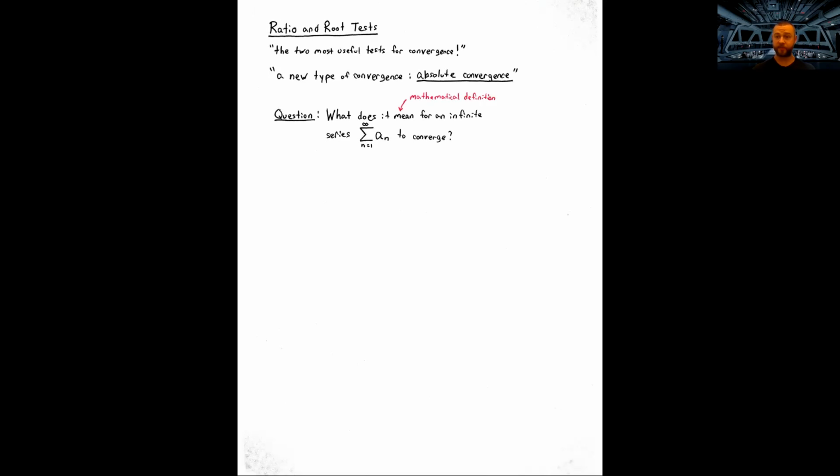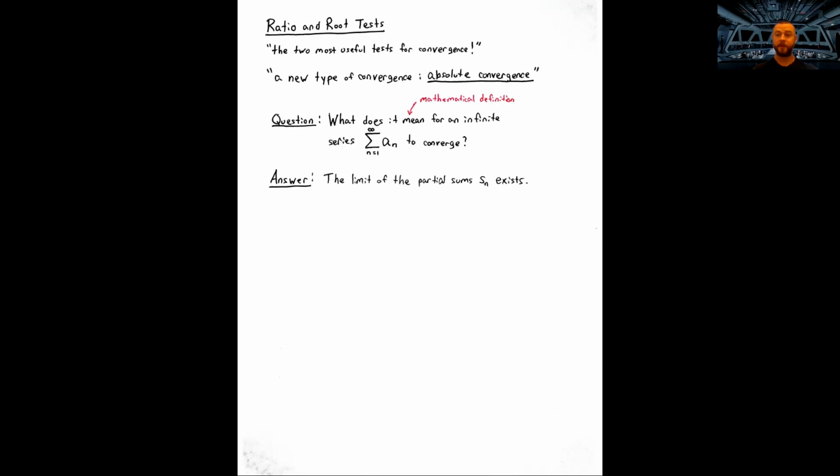We did give a precise definition for what it meant for an infinite series to converge. The limit of the sequence of partial sums exists. Now we haven't used that in quite a while because we've been developing these shortcuts, these tests for convergence or divergence that tell us directly if an infinite series is convergent or divergent without having to look at the sequence of partial sums S sub n.